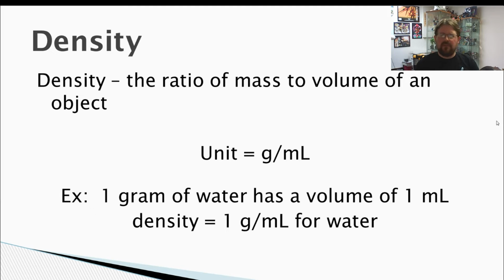Does that work for everything? Yes. Density is a physical property of a substance, and it is constant. We actually talked about that a little bit back in chapter 2 when we talked about physical properties. So, water will always have a density of 1, and that's important to know. Same with any substance. Its density is constant. We'll talk about that a little bit more going forward.